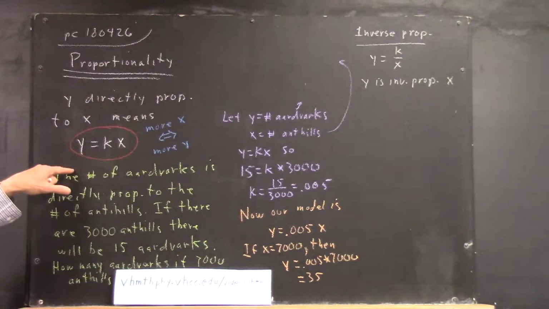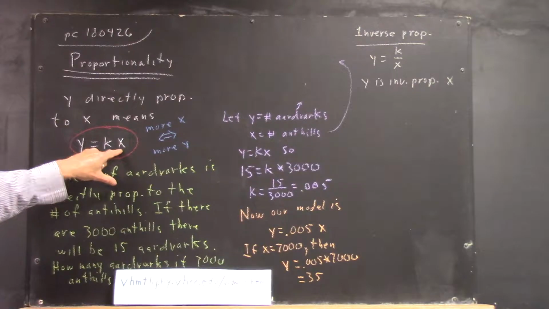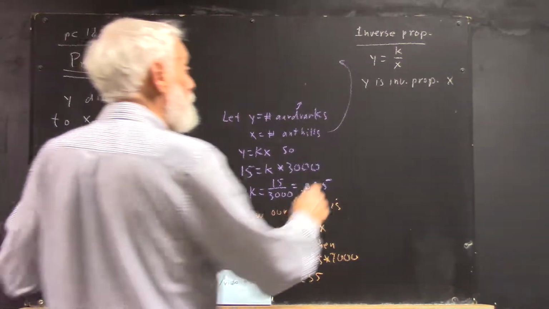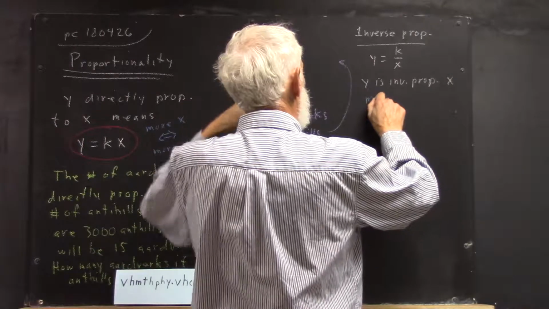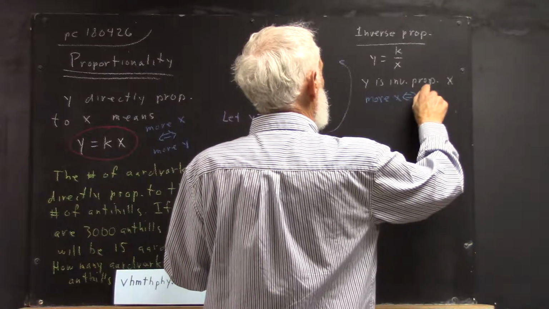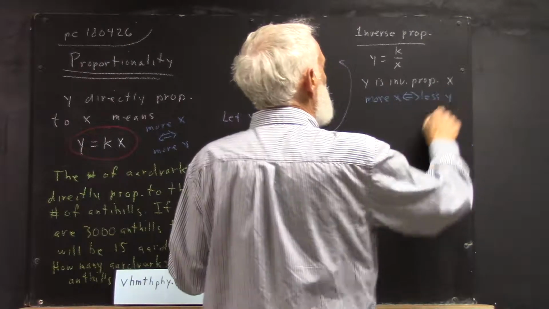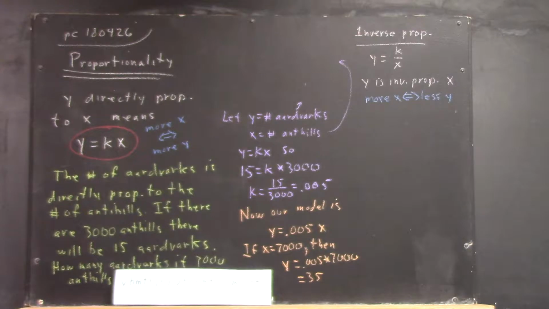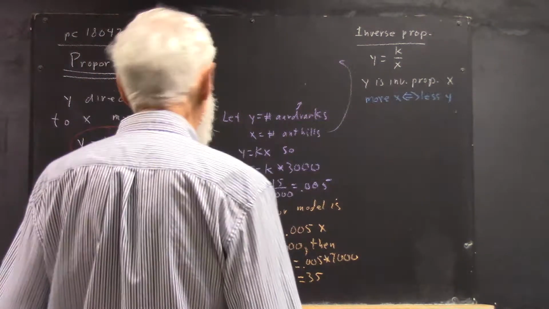if you got more x, you're going to get more y, right? X gets bigger, you multiply it by k, the result gets bigger, okay? Here, more x is equivalent to less y, and vice versa. More y is equivalent to less x, okay? Okay, so here.